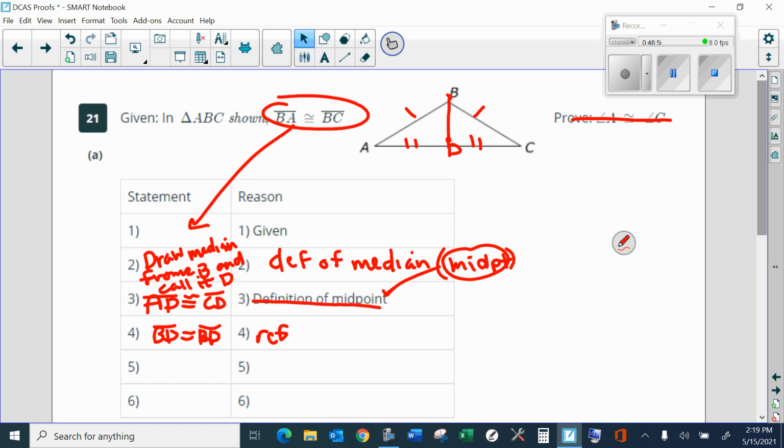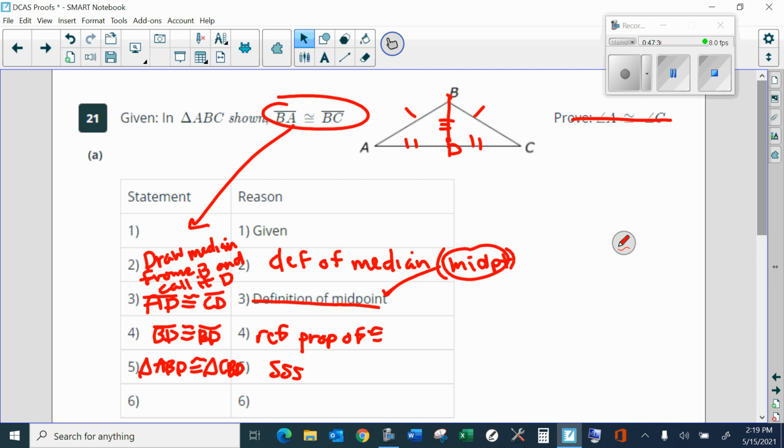That's our third pair of congruence. No, this is equal. I'm saying equality here. I'm going to make it congruent. Okay, so now I have that. Now I'm going to say the two triangles are congruent. So triangle ABD is congruent to triangle CBD. Remember, we put it in corresponding order. And that's going to be by SSS.